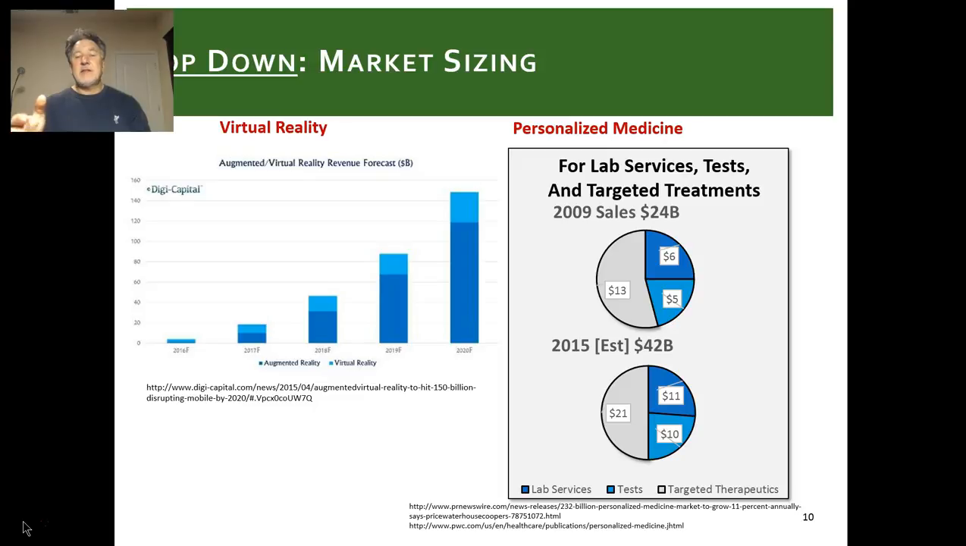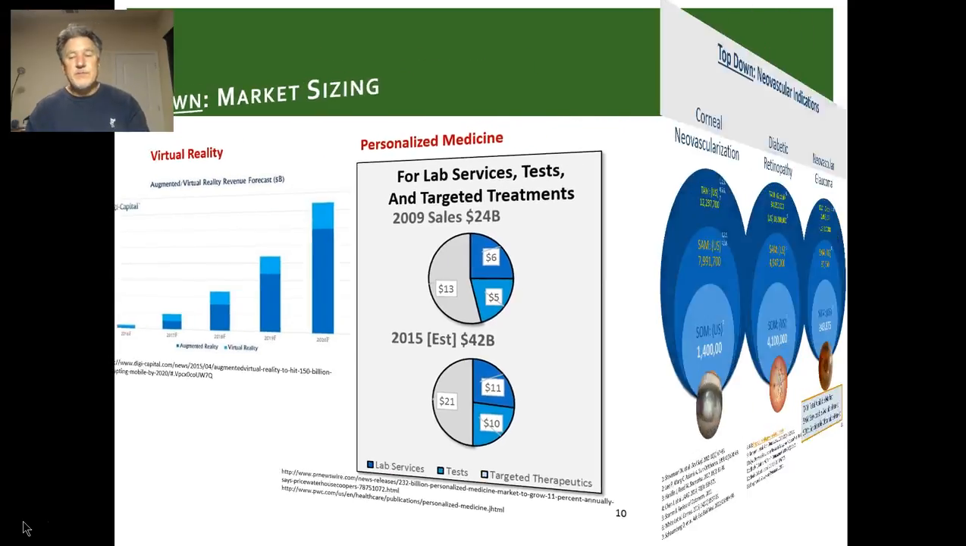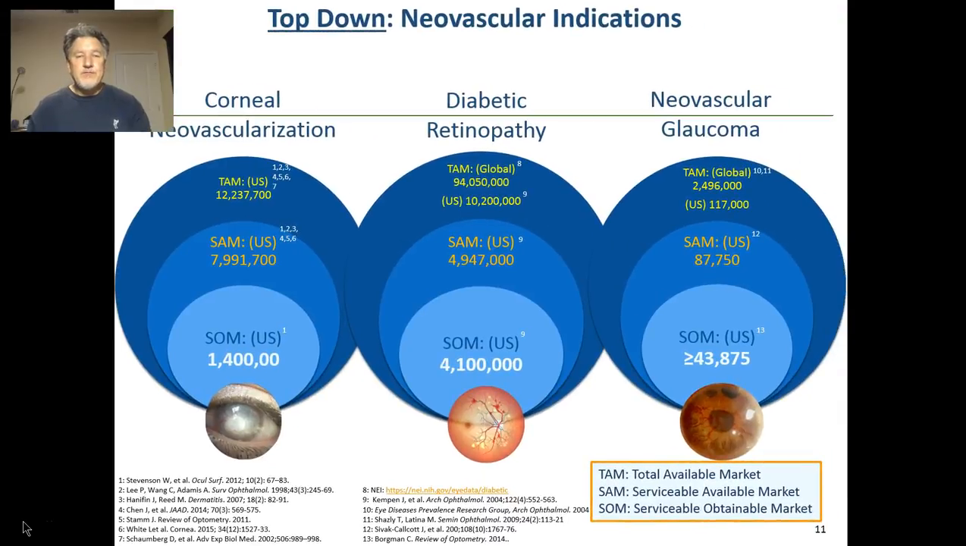And the same thing is if you look at the area of personalized medicine, which is lab testing services and targeted treatments, see that from a global vantage. So with commercial reports, you get sort of a top-down view. And then what you do is you segment down the data into a specific market that you feel that your company can reasonably obtain. And here's an example.